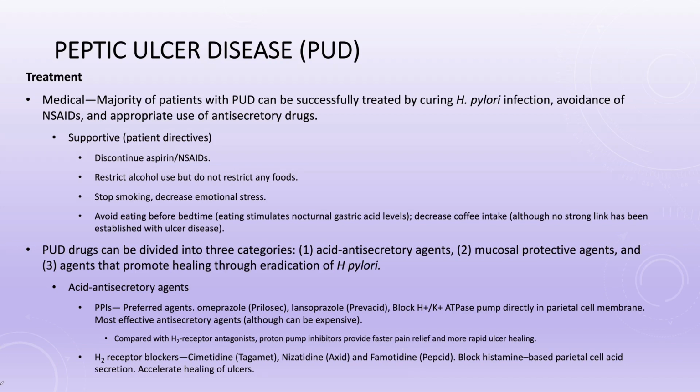As with the other conditions, recommending supportive care, like discontinuing the NSAIDs, restricting alcohol, stopping smoking, decreasing stress. Although I don't know how it's possible to decrease stress. Send me on a vacation to the Bahamas or something, but I mean, that's more expensive than starting on PPIs. Avoiding eating before bedtime, decreasing your coffee intake.